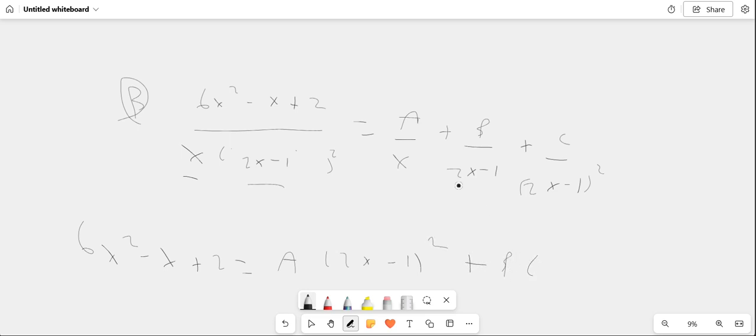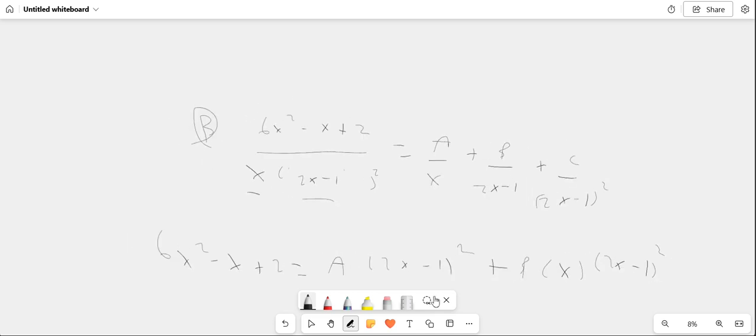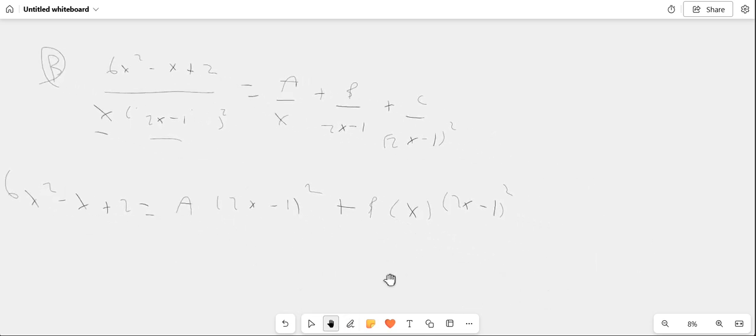Plus b open bracket times it by x on that side, and also times it by 2x minus 1. Not squared, because it already has 2x minus 1, so get rid of the squared here. I'm tripping up now. Plus c times it by x here. It's minus. So let x equal 0 to get rid of b and c.